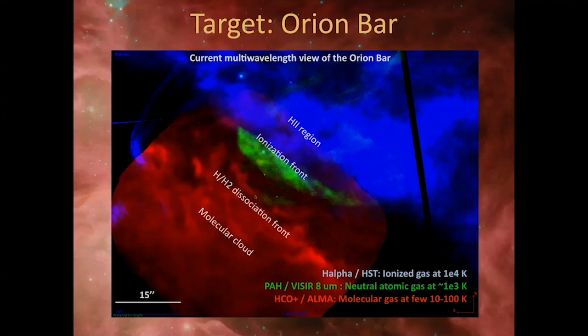So we have here in blue the ionized gas, traced by H alpha. Then in green, the PAH emission, tracing the neutral gas, and so between the blue and the green, you're probing the ionization front. And then in red, you see the molecular gas, where you can also probe the dissociation front. So labeled here are also the key zones in the PDR. And so the observations that we propose to do are as follows.